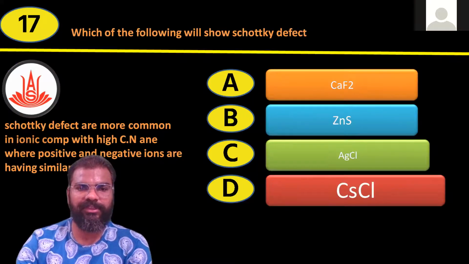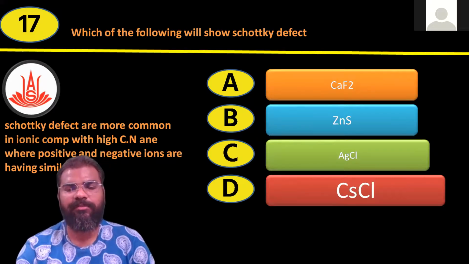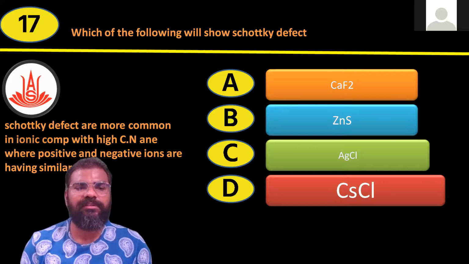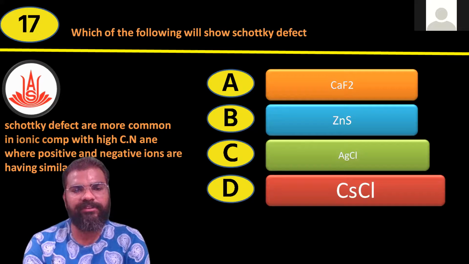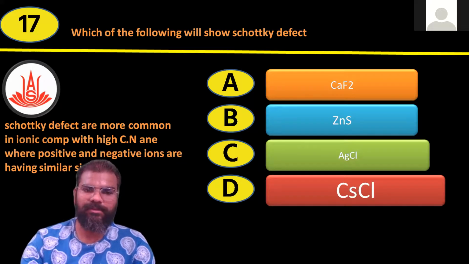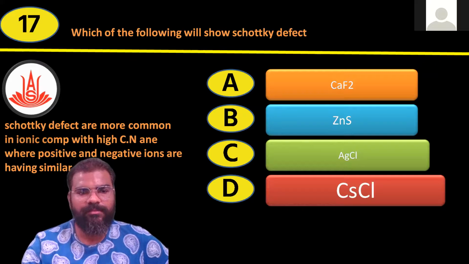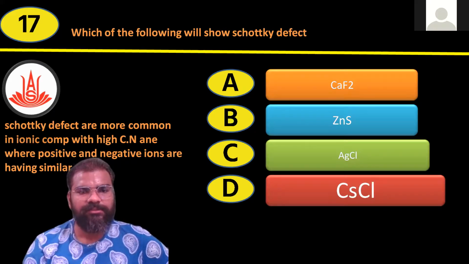Then question number 16 के बाद 17. Which one of the following will show the Schottky defect? बहुत बढ़िया और easy question है. CaF2, ZnS, AgCl and CsCl. Okay. Schottky defects are more common in ionic compounds with a high coordination number and where the positive and negative ions have similar size. तो ऐसा जो ऑप्शन है वो चूज करना है. Okay. CaF2, ZnS, AgCl and CsCl.